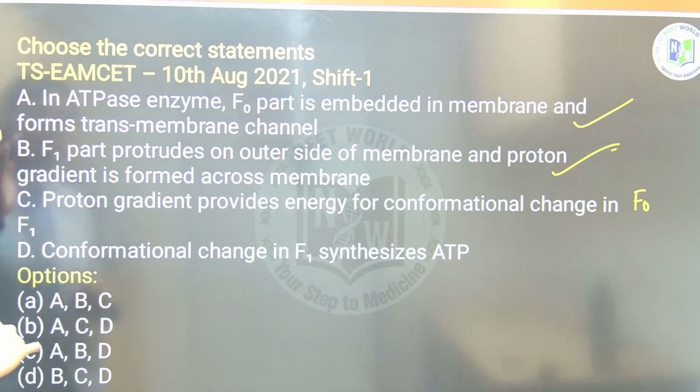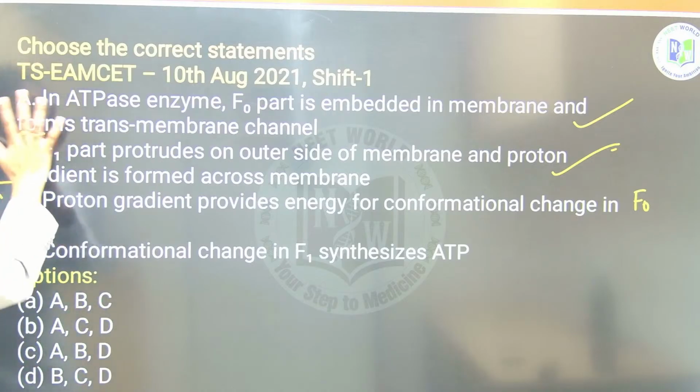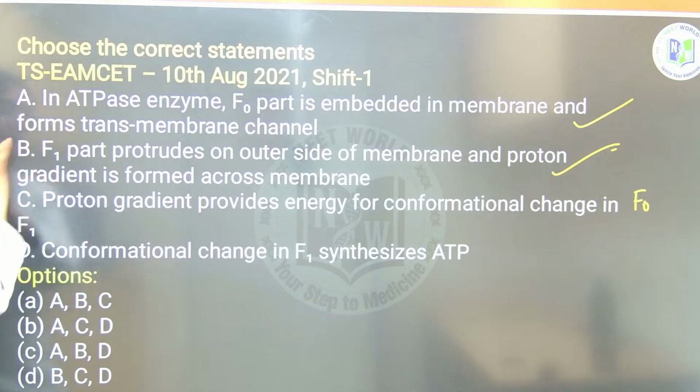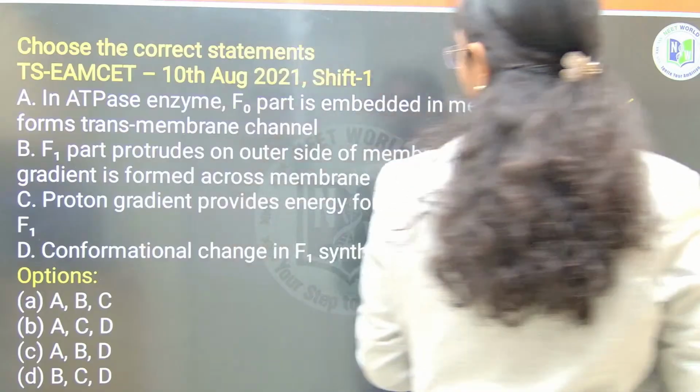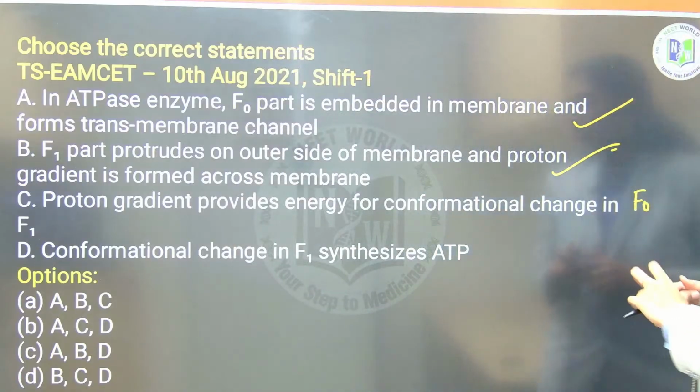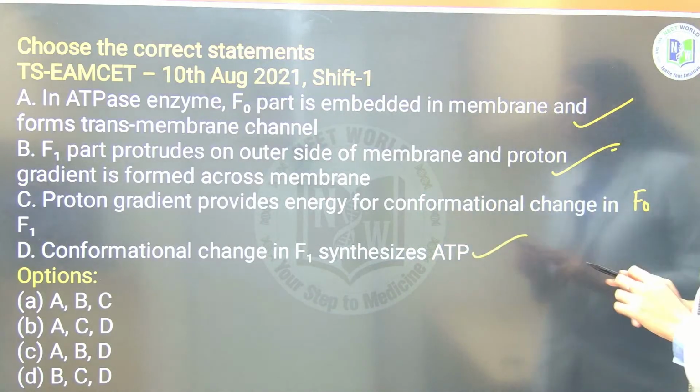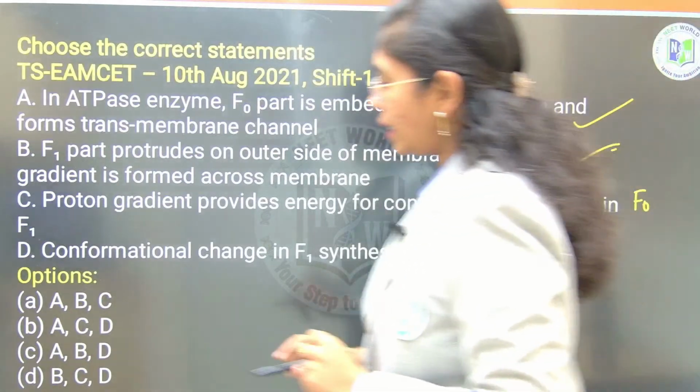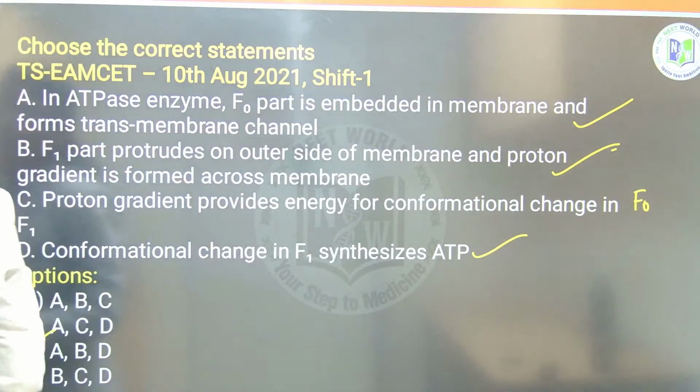Once again go through the second statement. F1 part protrudes on the outer side of the membrane and a proton gradient is formed across the membrane. Yeah. So, here the right answer will be A, B and D. Option C will be the right answer.